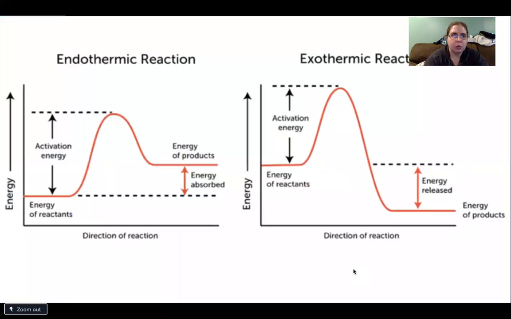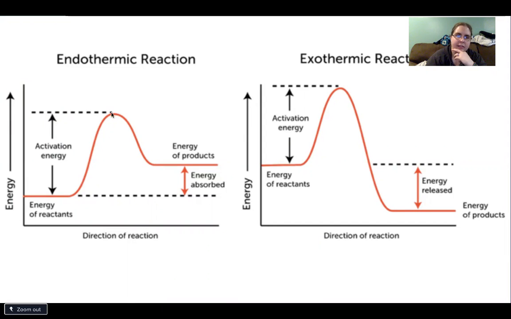So this is just kind of what we were talking about. Pretty much we're just looking at which side is bigger. Here in an endothermic reaction, we have more energy going into it, and a little bit coming out. As opposed to here, we have a little bit of energy going in and more energy coming out. So exothermic. The size of each side is pretty much a reflection of how much energy goes in.